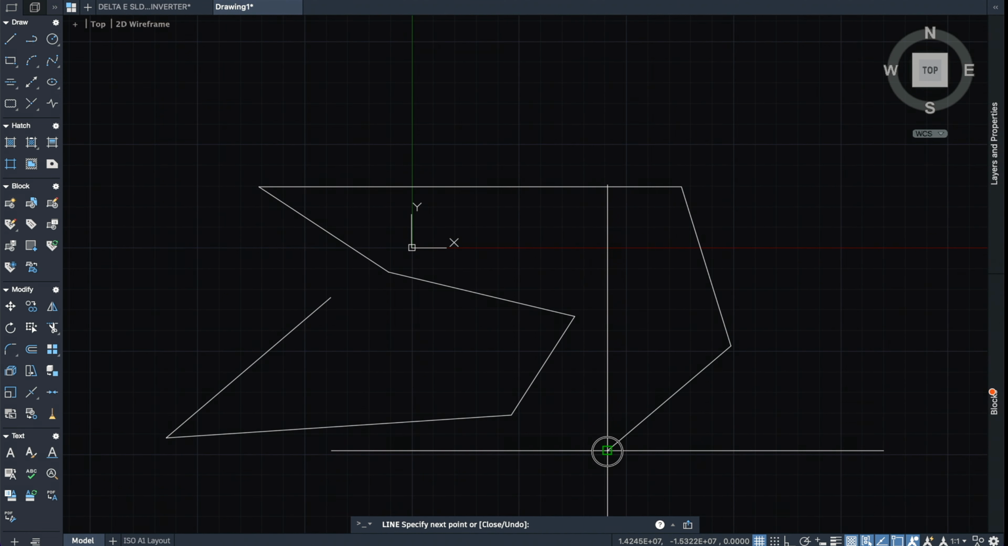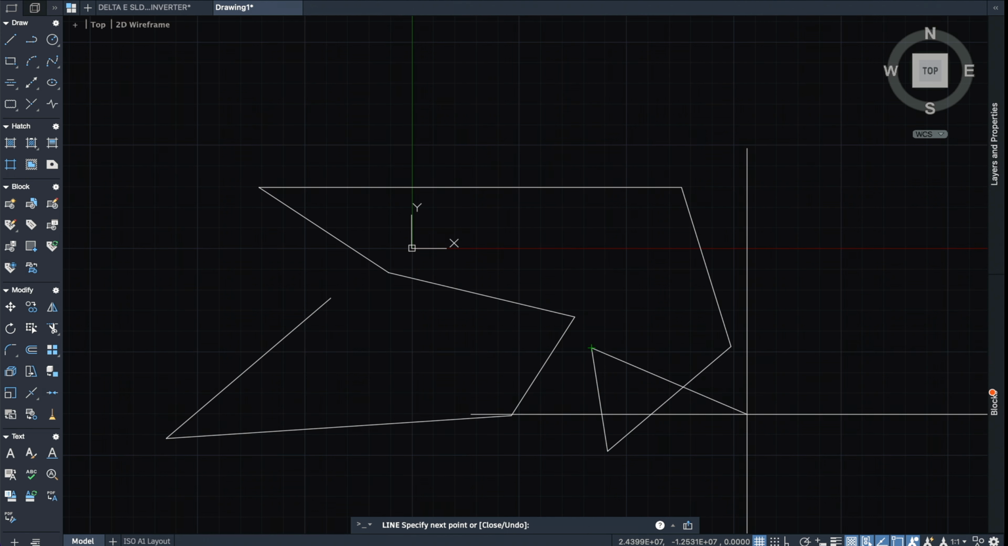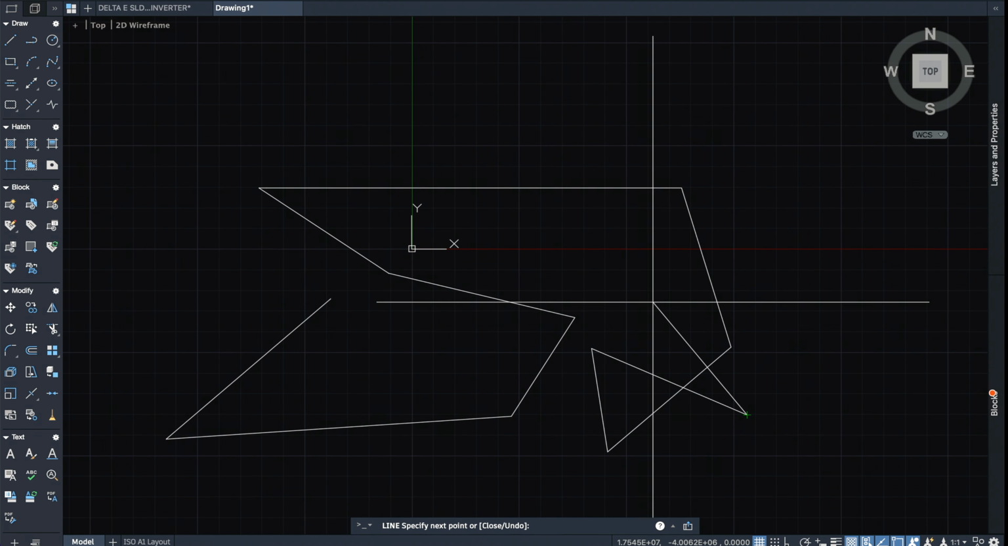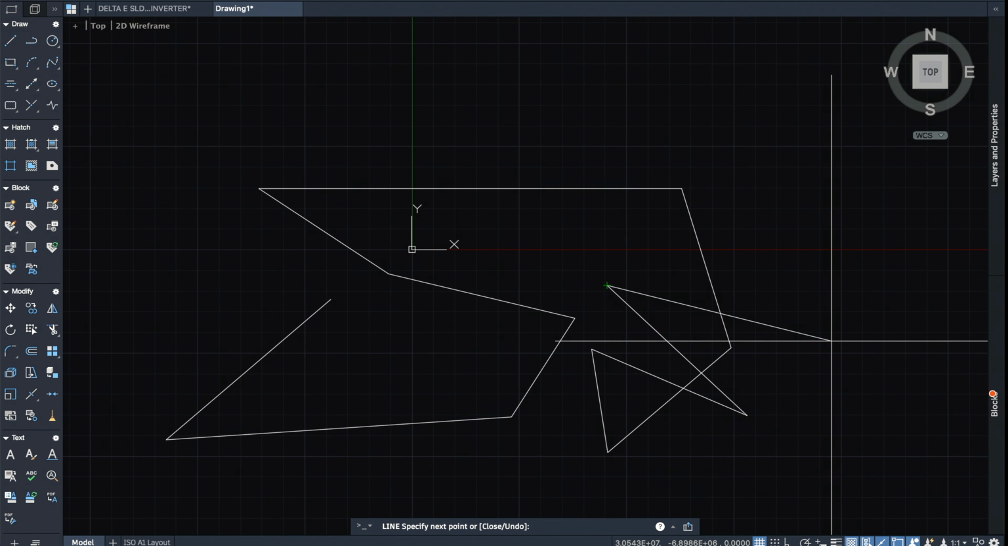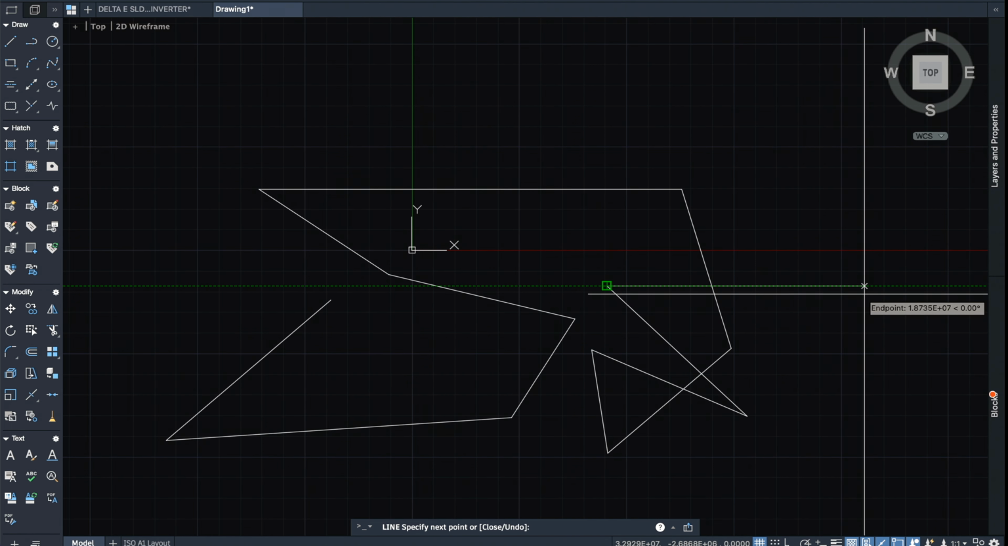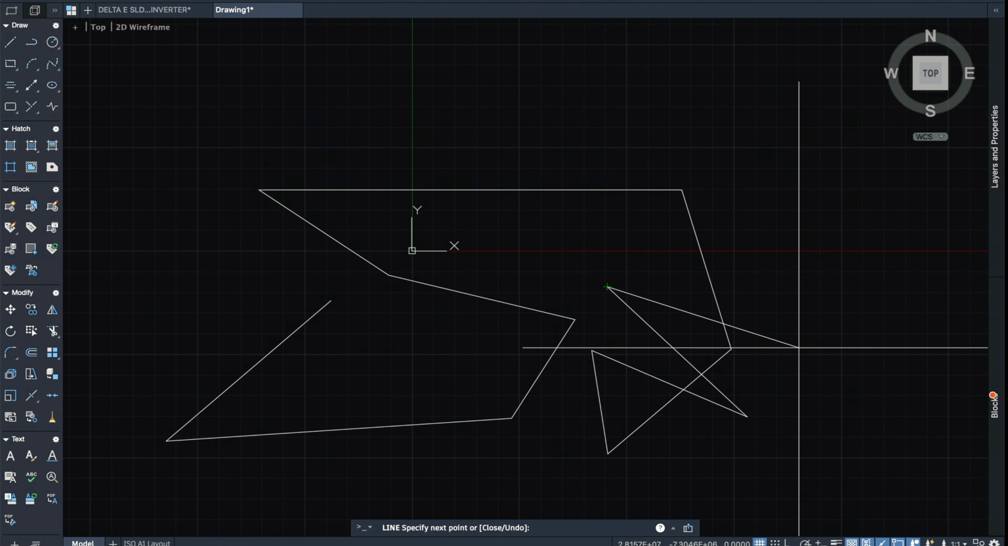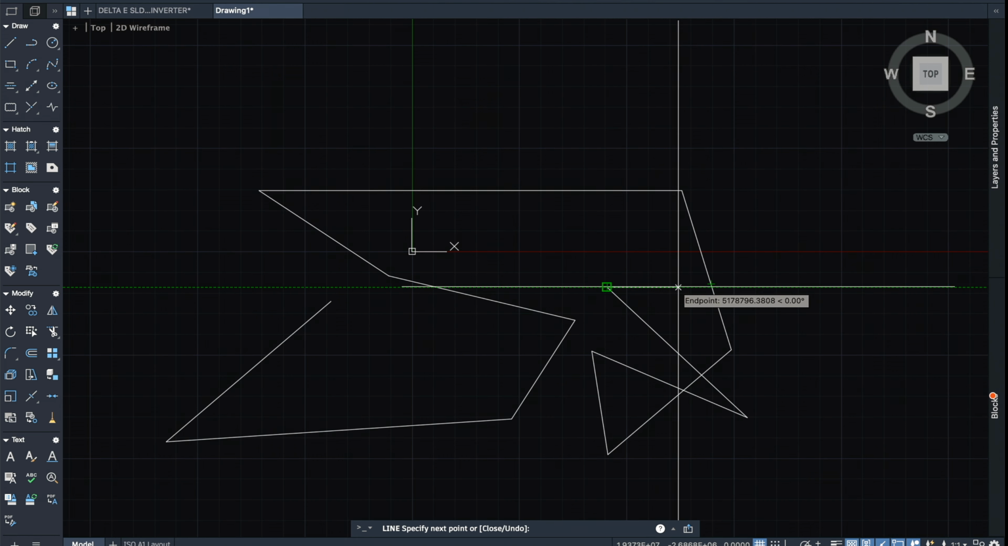You can draw lines, but as you can see, the lines are not in a straight manner. As you can see, I cannot draw straight lines.